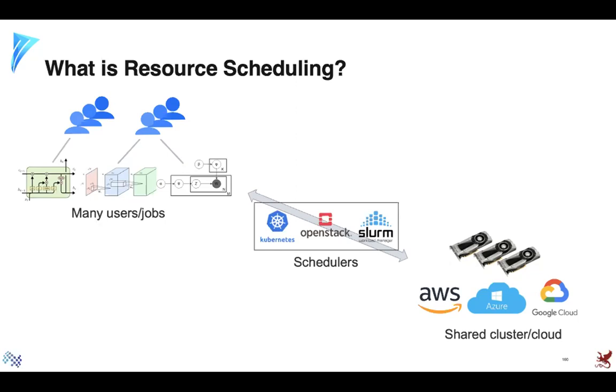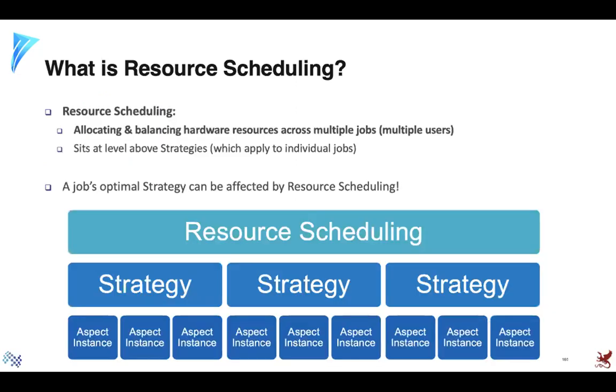And these systems are the ones that decide which resources to give these jobs. Some of the benefits of going through a scheduler to provision resources are that they're able to automatically provision and start up resources instead of having users manually do that, and they're able to amortize the cost of these resources more efficiently across many different users and many different jobs. So the job of a resource scheduler is to allocate and balance hardware resources across many users and many different jobs. And in relation to what we've talked about so far, whereas distributed strategies affect one job at a time, resource scheduling makes joint decisions for multiple jobs at a time.